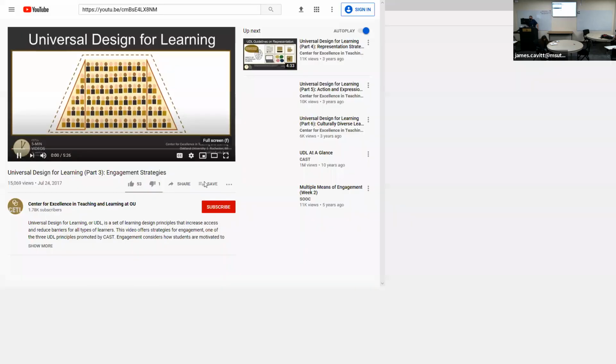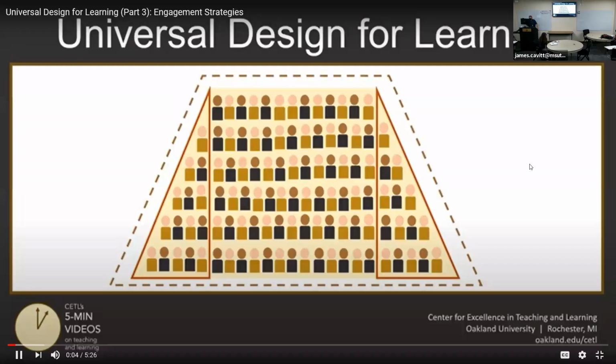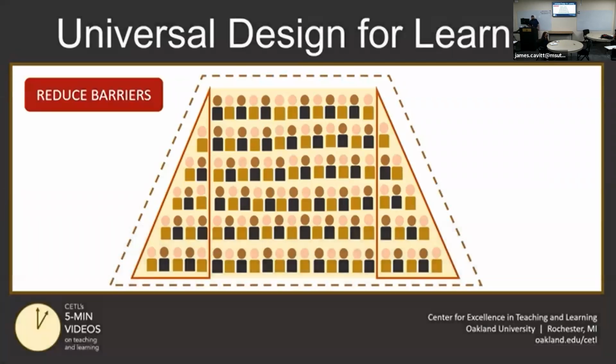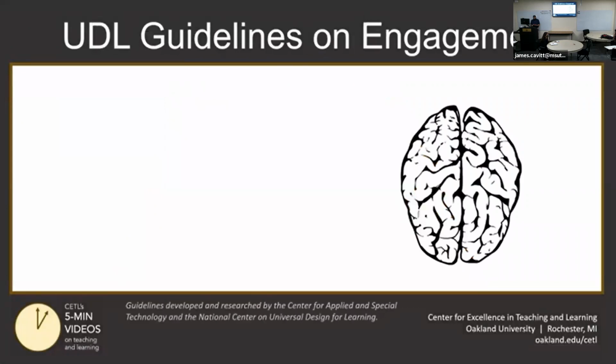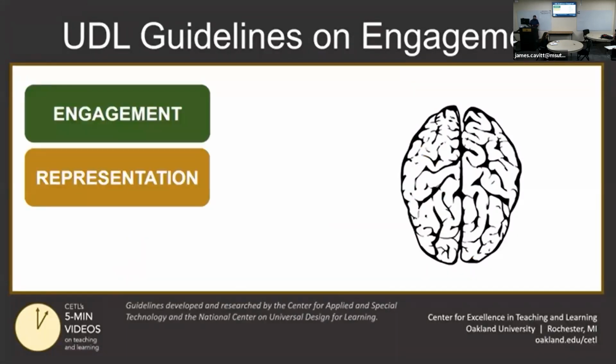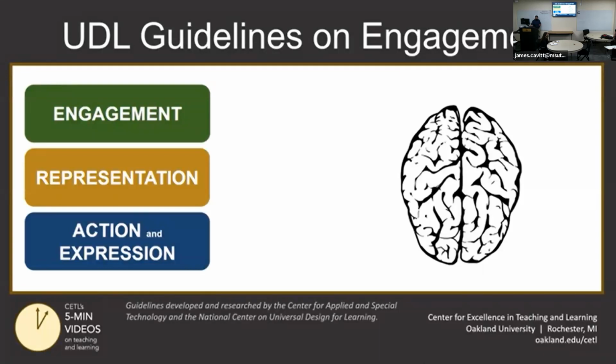Universal Design for Learning, or UDL, is a design framework that instructors can use to reduce barriers students face in the classroom and increase access to opportunities to succeed. We can implement UDL in our classrooms through 3 guidelines: engagement, representation, and action and expression.